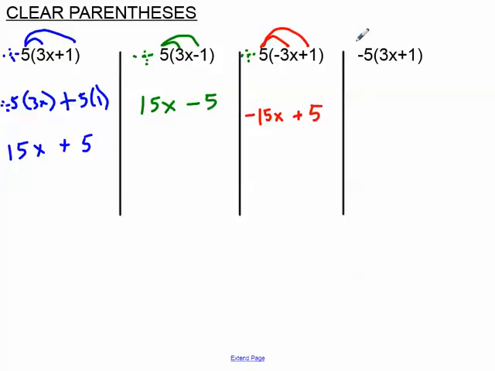Same thing holds true over here. Last one, negative 5 times 3x, negative times positive, negative. 5 times 3, 15. X. Negative times positive, negative. 5 times 1, 5. Done. And for all these examples, I've cleared the parentheses by distributing the term that's outside the parentheses, multiplying it by everything inside the parentheses. And that's all we do when we clear parentheses. Pay attention to signs, and then multiply numbers, and then multiply variables.